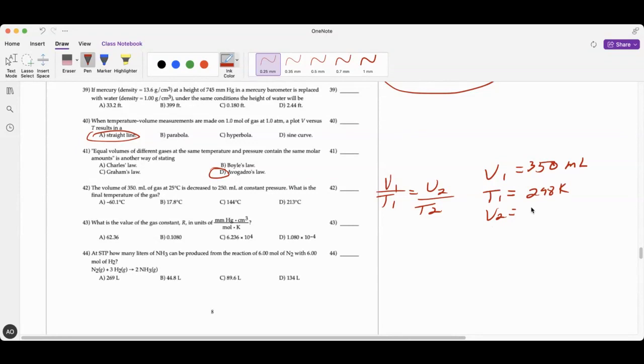V2 is, you guys asked some really good questions tonight. That was great. So we're looking for T2. So we'll solve this for T2.